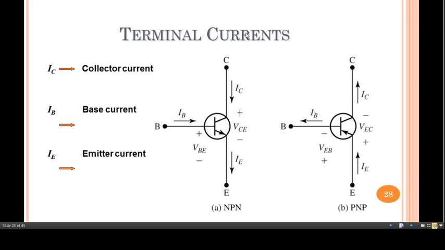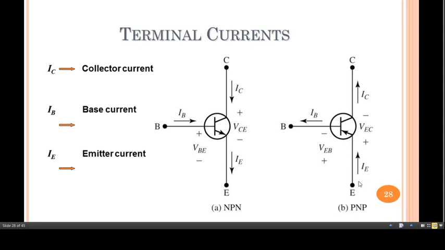So, terminal currents. As BJT is having 3 terminals, we are having 3 currents or terminal currents. Current through collector terminal is IC, current in base terminal is IB, and current in emitter terminal is IE. The voltage between base and emitter terminal is called VBE, and voltage between collector and emitter terminal is VCE. Voltage drop is positive towards base and positive towards the collector for NPN transistor.